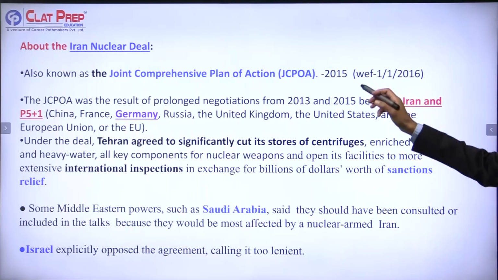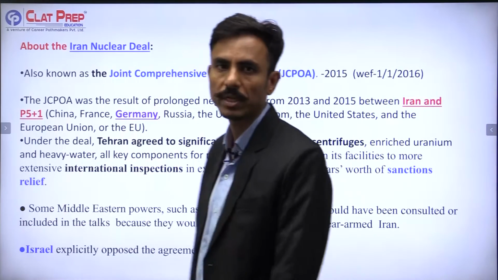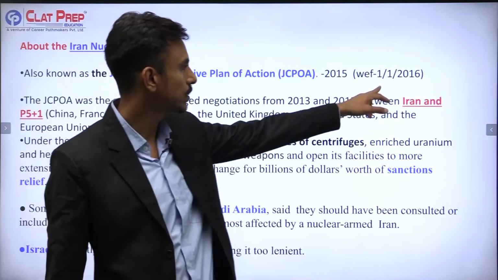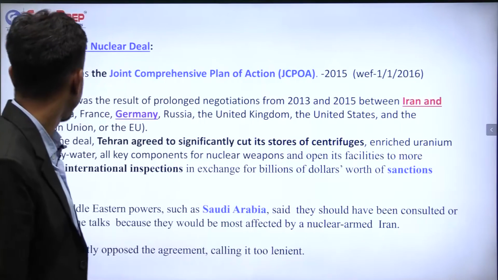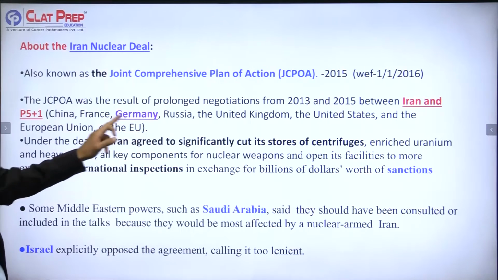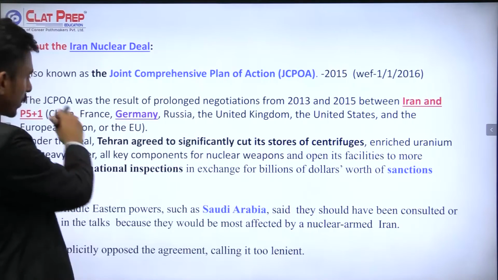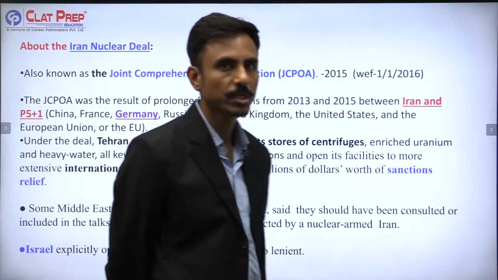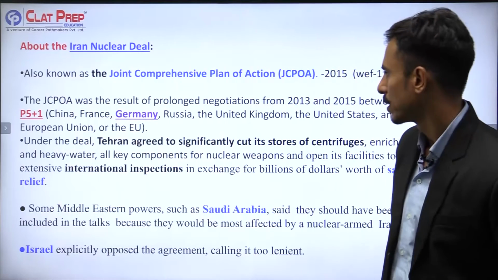Guys, JCPOA, as I said, was signed in the year 2015. However, it came into existence in the next year, that is 2016, and it has P5 plus 1, and this one is Germany plus Iran, right. Very important. They may ask you about the composition of JCPOA.